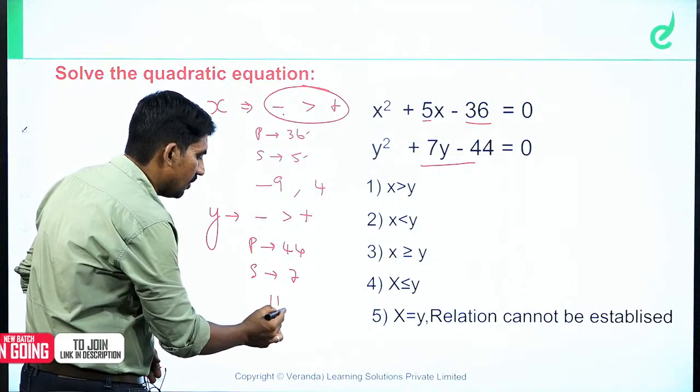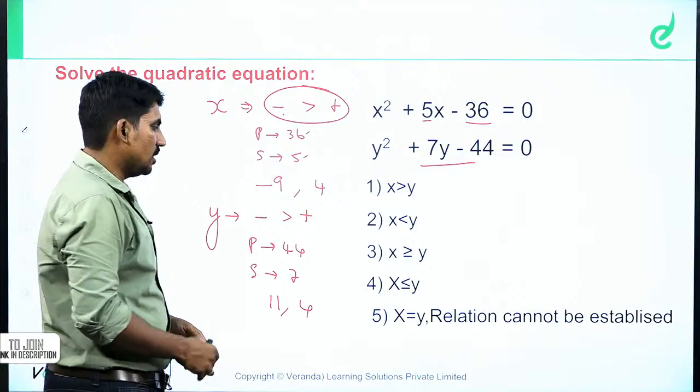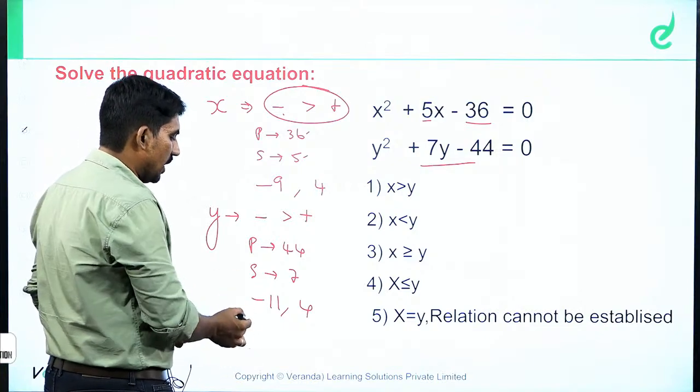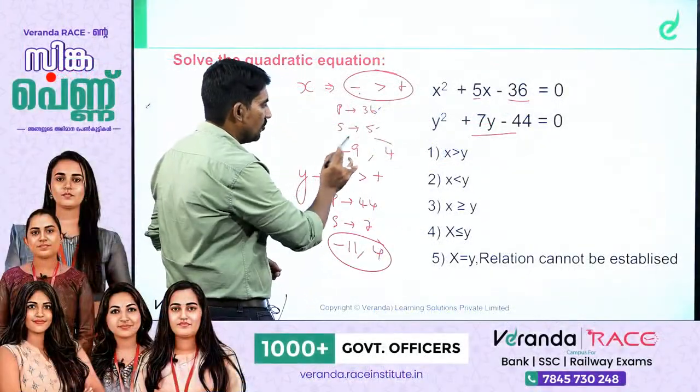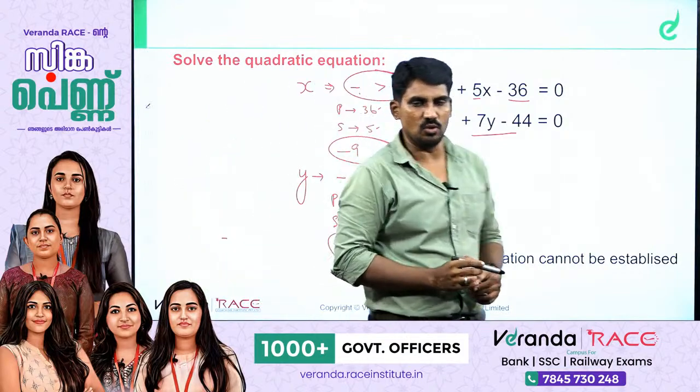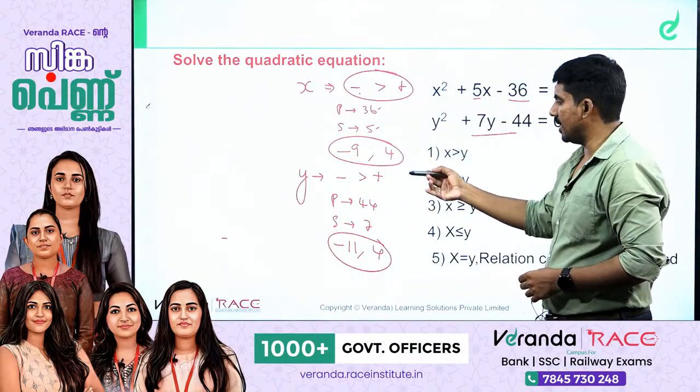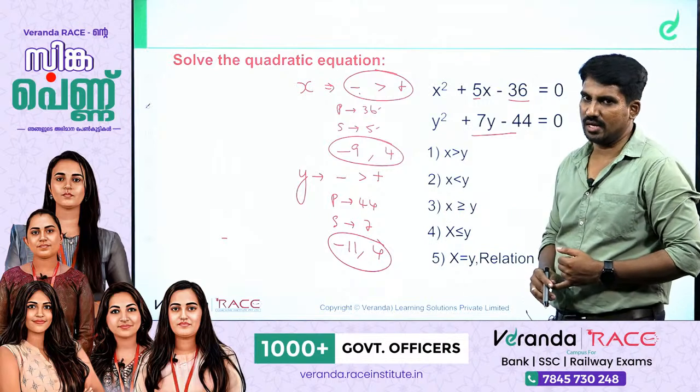Shall we consider 11 and 4, right? Therefore, again, the highest number minus, the smallest number plus. Therefore, these are the roots: minus 9, minus 4, minus 11, minus 4, these are the roots.